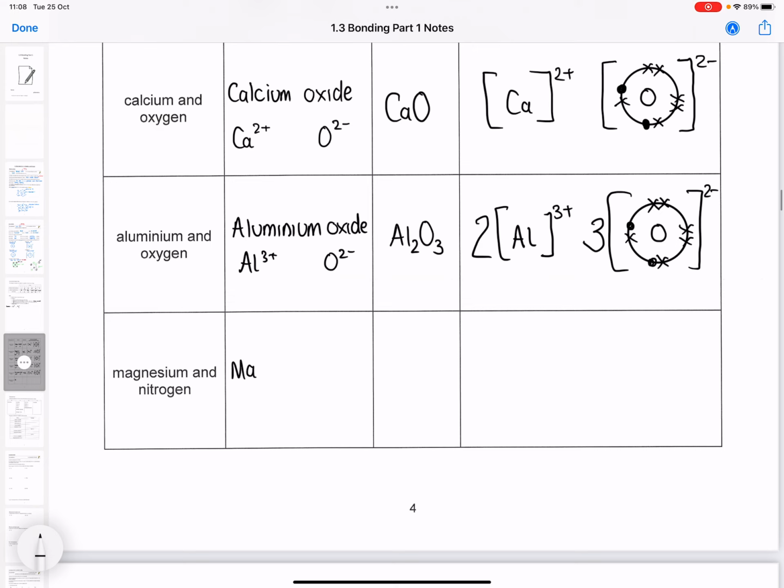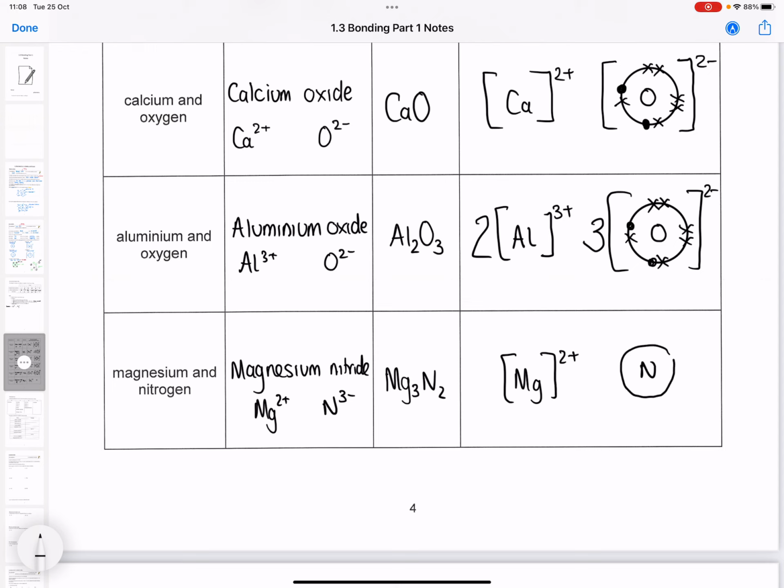And then our last one of these, magnesium nitride. So magnesium's in group 2, nitrogen's in group 5, so it needs 3 to get to 8. Mg3N2. So the metal loses its outer shell electrons and the non-metal gains.